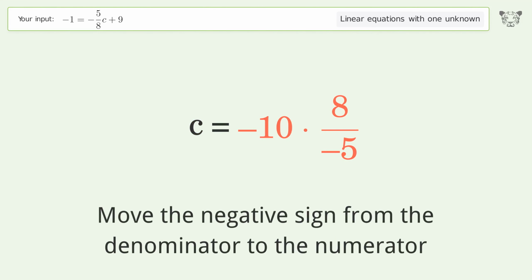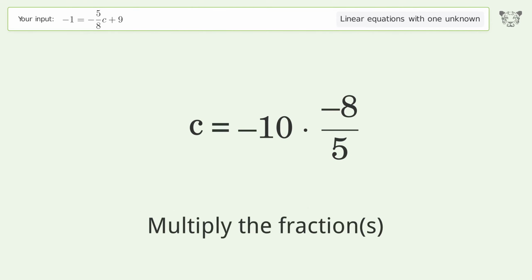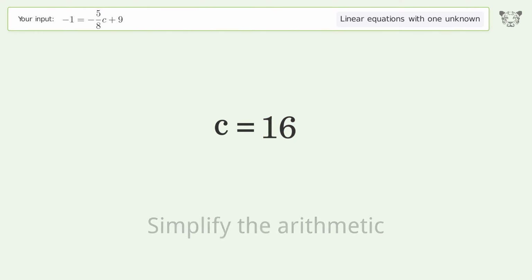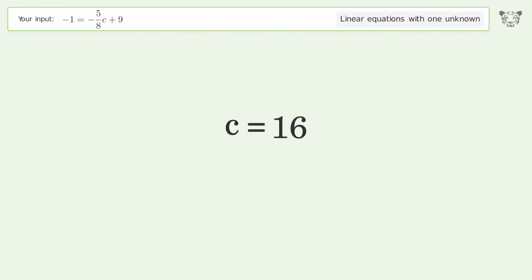Move the negative sign from the denominator to the numerator. Multiply the fractions. Simplify the arithmetic. And so the final result is c equals 16.